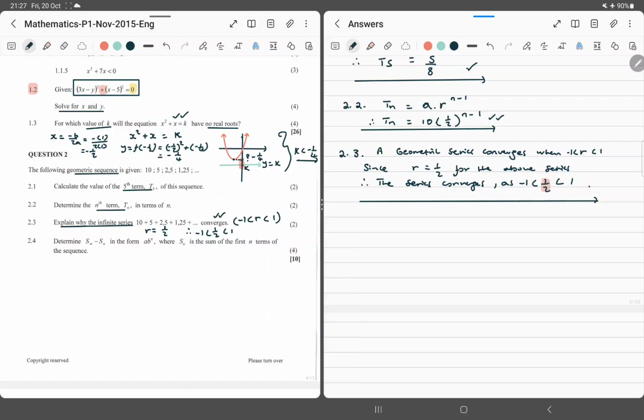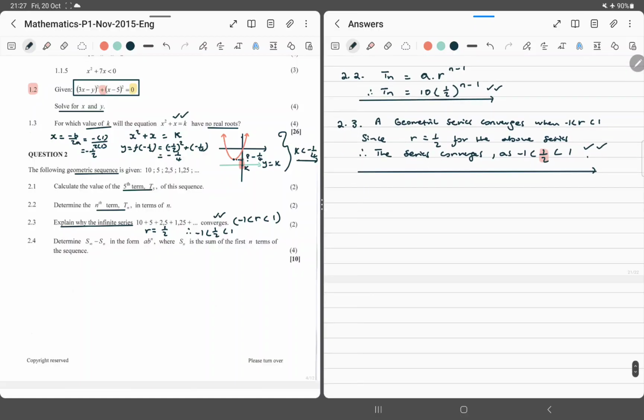Okay, so 2 marks here. Saying that it converges and stating the constraint of r is what is important. And then of course we're just giving a background information at the top. Because they said explain. So when they say explain, attempt to do so. Determine the sum to infinity and sum of the n terms in the form.